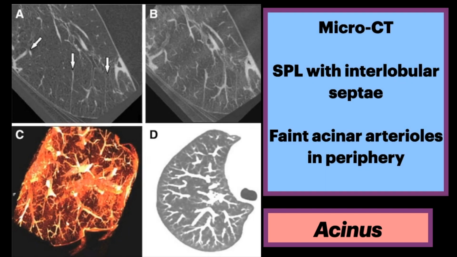Individual normal acini are not visible, but acinar arteries can occasionally be identified on thin section CT scans, such as a micro CT, which is seen here. This is a healthy human lung. We see two secondary pulmonary lobules with intralobular septa. MIP reconstruction in the bottom right shows acinar arterioles at the peripheral lung.